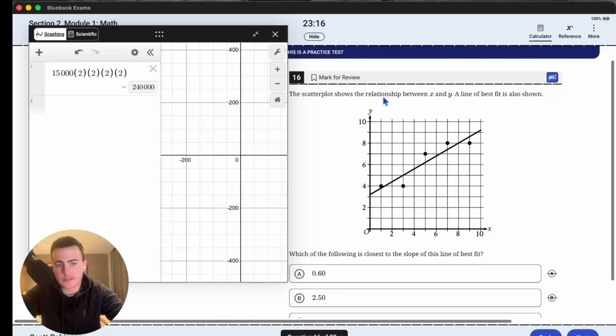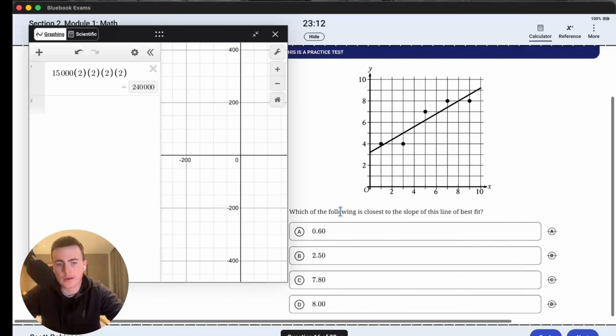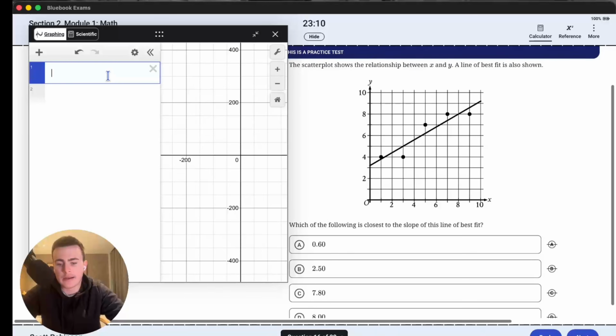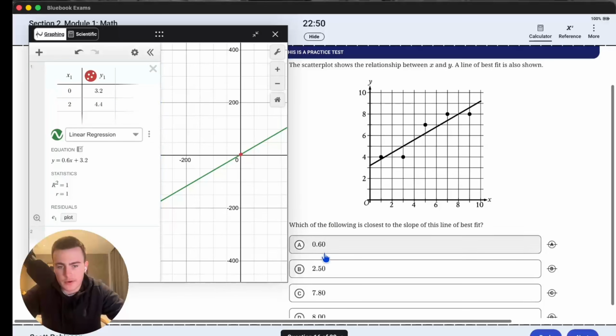The scatter plot shows the relationship between x and y. What's the best slope of the line of best fit? Okay, so I never like to play these risky. I would just plug these in as is. So I'd be like, okay, 0 and like 3.2 or something. And then you have 2 and 4 points. It's going to be A for sure, but 2 and like 4.4, we'll say. Okay, pretty straightforward. Just A.